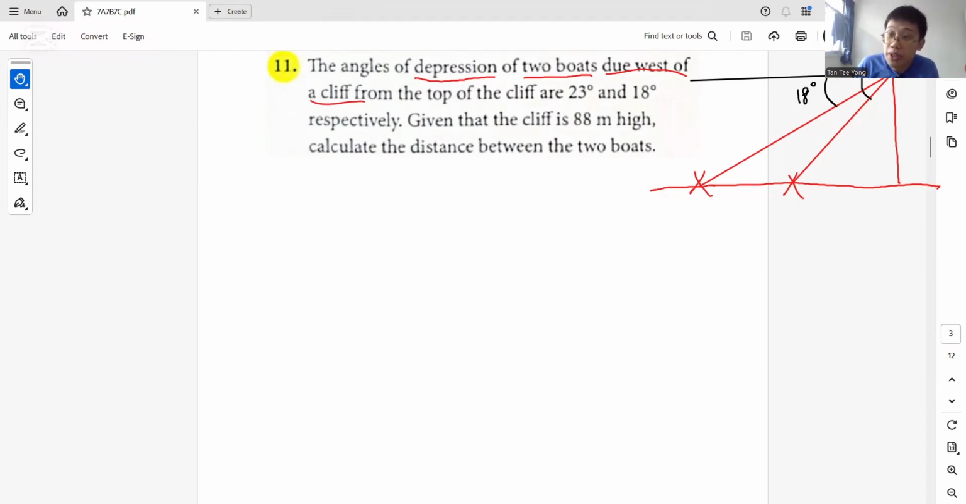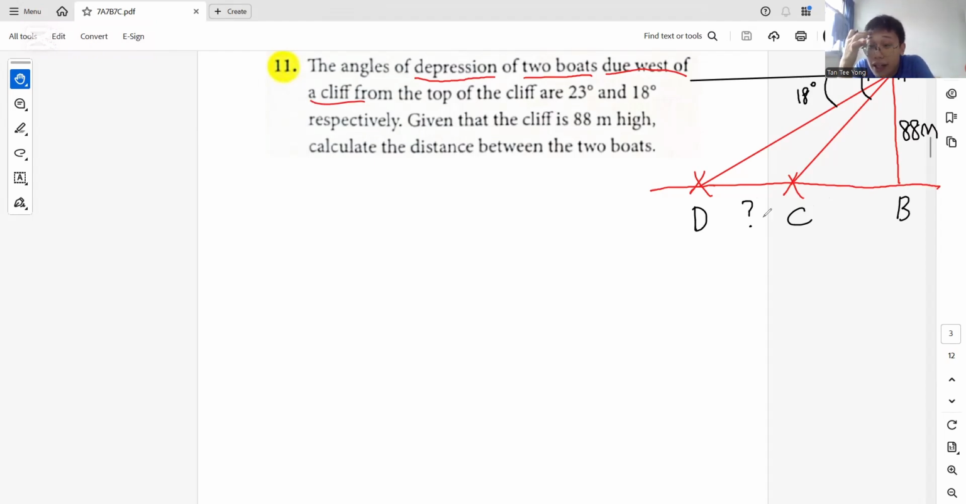Right? So the bigger one is 23 degrees. And then given that the cliff is 88 meters high, calculate the distance between the two boats. So I'm just going to label the top as A, the bottom as B, and the nearer boat as C, and then D. So they want us to find CD.